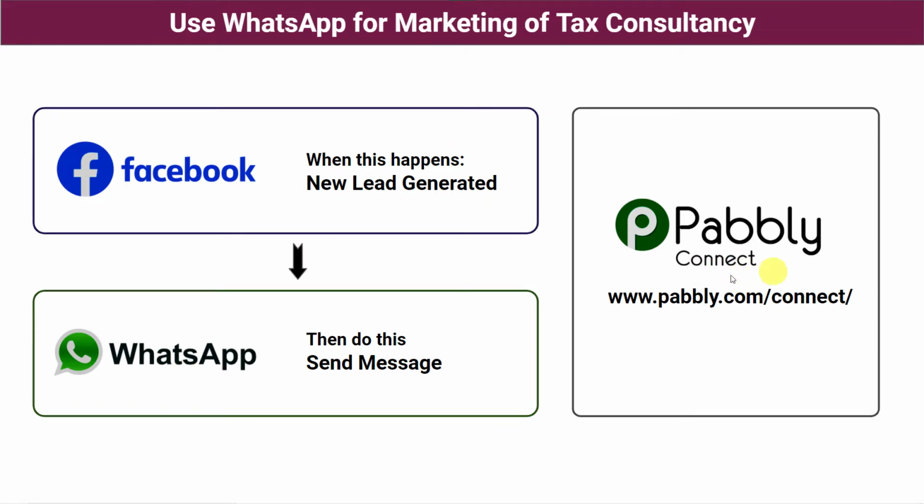So basically, Pabbly Connect is an automation and integration software which will help us in integrating Facebook with WhatsApp automatically. The best part here is it doesn't require any coding skills or programming knowledge. Even a non-technical person can do this very easily. So let us check this in the real time.